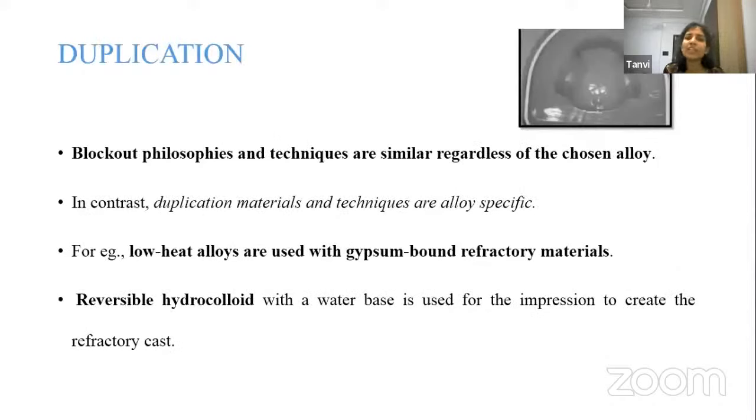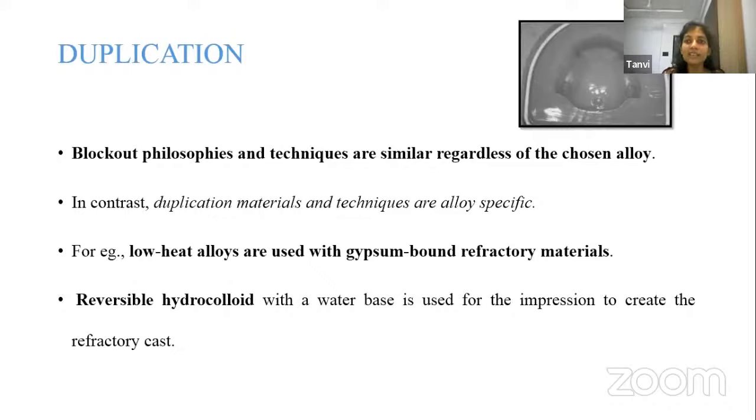Up till now, we have seen marking the depth of the undercut, doing various types of blockout, the significance of the relief, the significance of giving the spacer, and the internal finish line. So now we have a properly constructed master cast in which everything we wanted up till now is achieved. What is now required is duplication, that is creating a duplicate of the master cast. This is done with the help of duplicating materials.